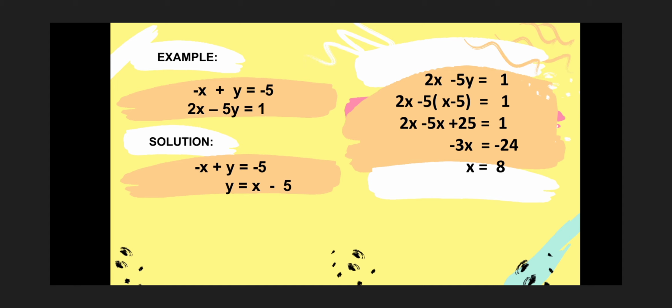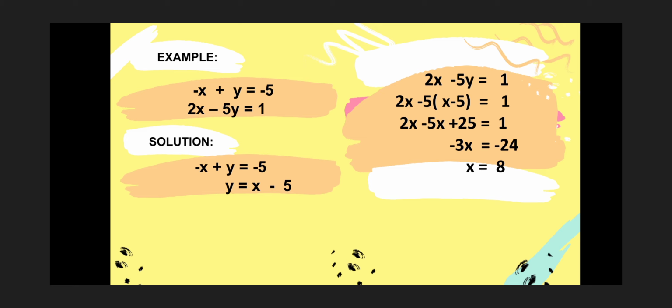So hanapin natin. First, we will solve the first equation for y. Negative x plus y equals negative 5. So, transpose the x, y equals x minus 5. Now, we can substitute the expression x minus 5 for the y in the second equation. So, ito na, yung second equation natin ha. 2x minus 5y equals 1. So, substitute the value of y, 2x minus 5 times x minus 5 equals 1.